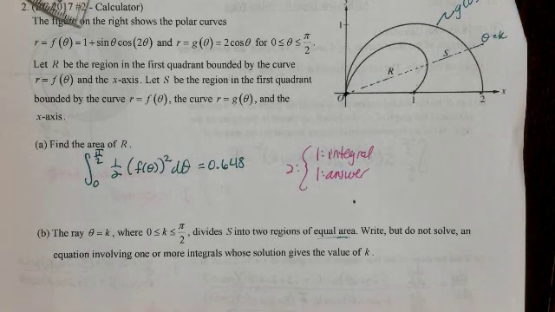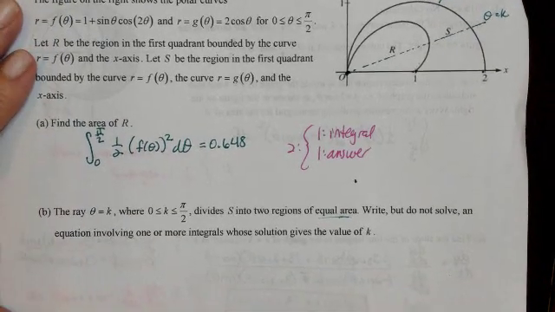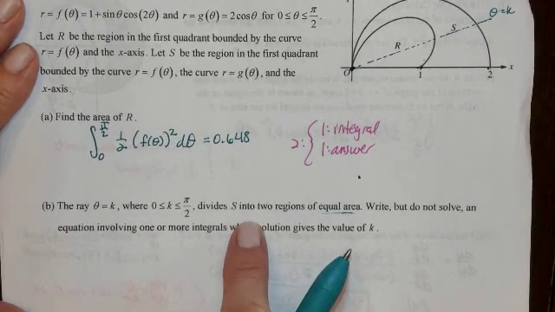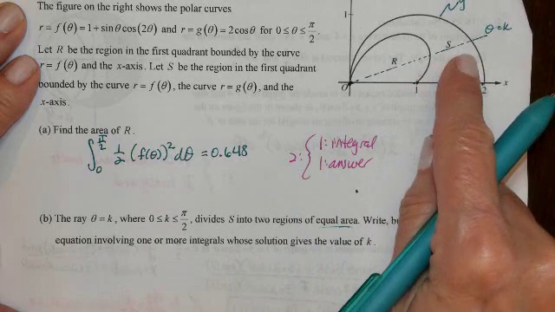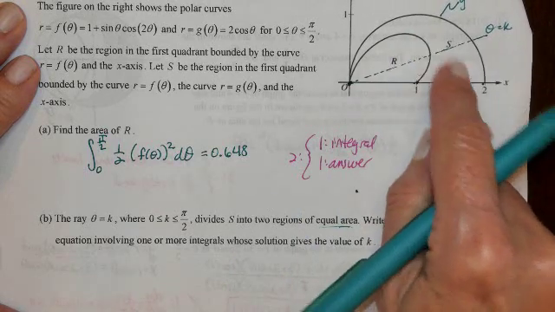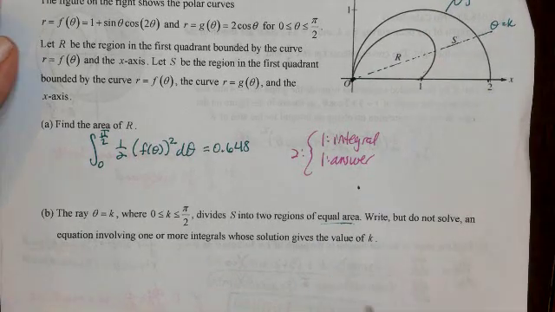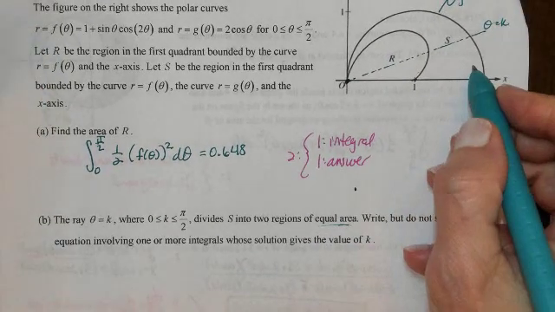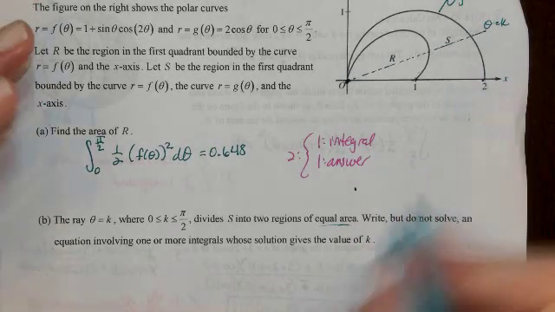All right? So I need an equation that would find k, knowing that these two areas are equal. There are different ways to do it. I'm going to do it this way.